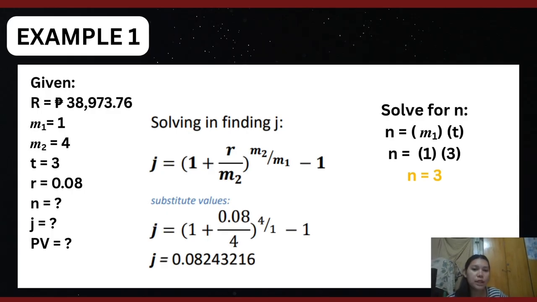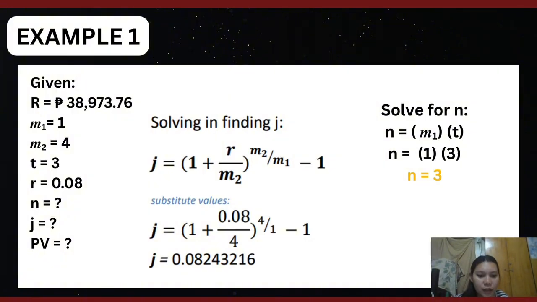So the first thing we need to do is to list down all the givens. For the periodic payment, it is equal to 38,973.76. And for the number of payments per year, since it is only once a year, so 1. And for the M sub 2, the number of compounding periods per year, it is stated that quarterly, so it is equal to 4.